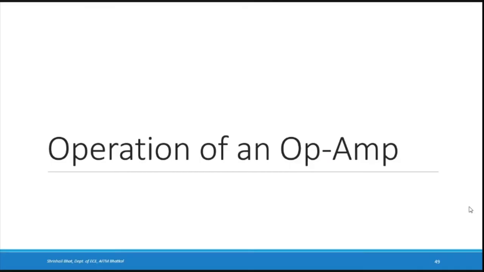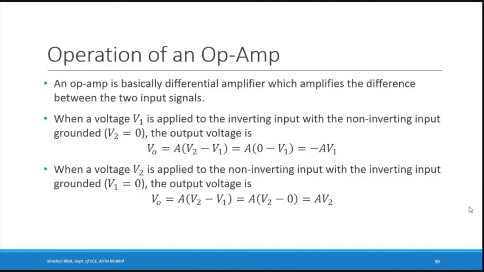Previously, we have seen the basics of operational amplifiers, and we have also seen some of the parameters, and we have solved some numerical examples on them, right? On CMRR, slew rate, and bias currents, offset currents, and all. Today, we will see the operation of an operational amplifier.